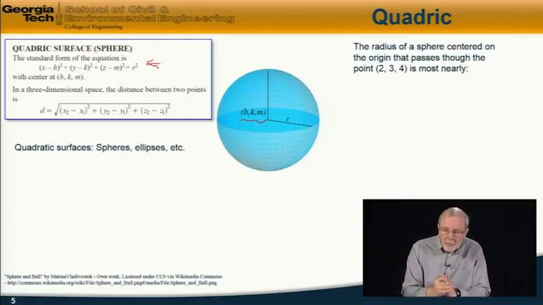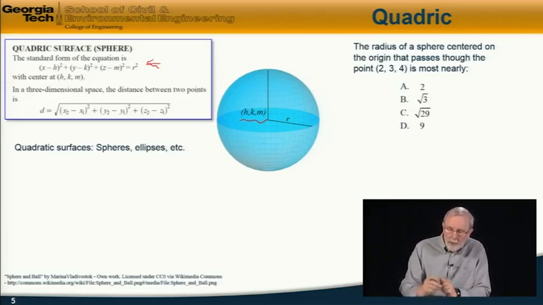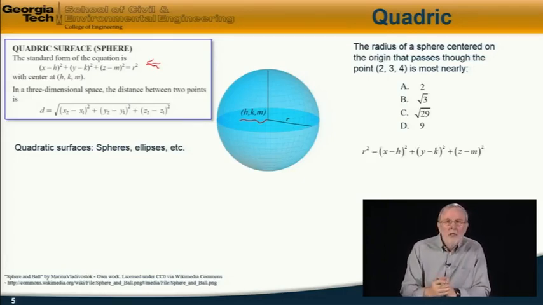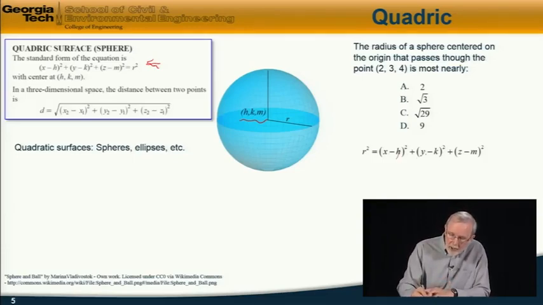And an example on that: the radius of a sphere centered on the origin that passes through the point with coordinates 2, 3, and 4 is most nearly which of these? So, starting with the general equation, or the standard form of the equation for the sphere, we have r squared is (x minus h) squared, etc. But in this case, we're given that the sphere is centered on the origin. Therefore, h, k, and m are all 0.